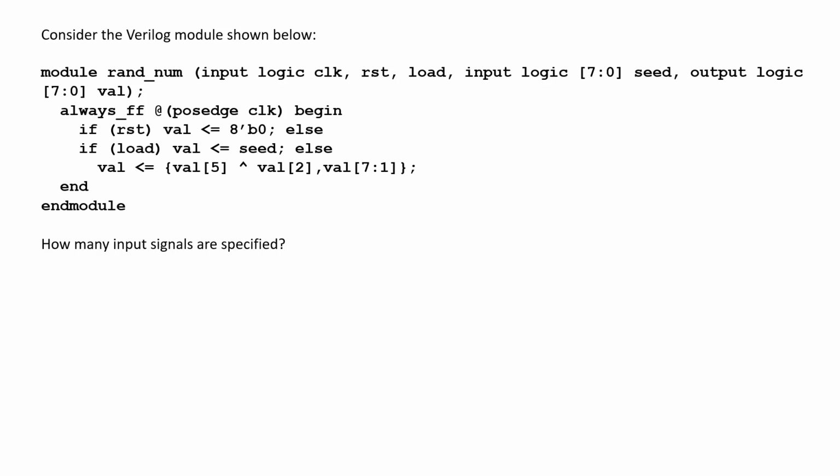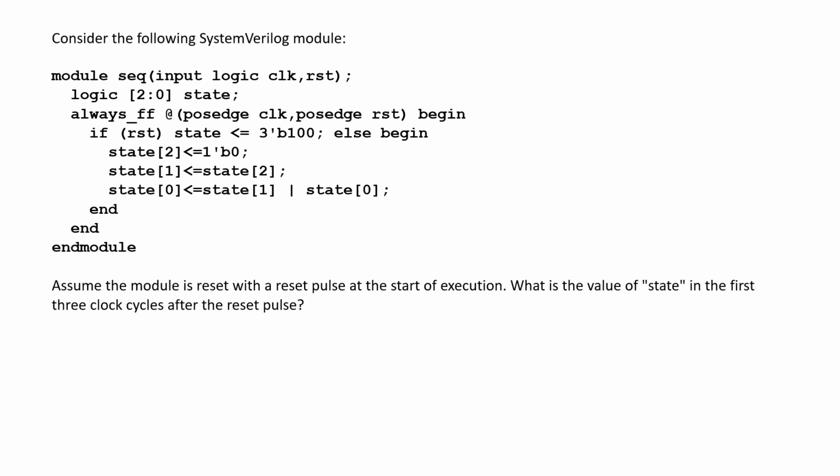Although it's a little confusing, because seed is 8 bits. So if you were counting bits, it would actually be 11 bits. But it's 4 signals, because one of the signals is 8 bits.